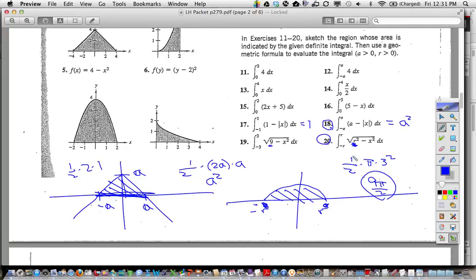Okay, this is just a circle radius r? Well, what's a circle radius r? It's 1/2, since it's half circle, pi r squared. I mean, that's it. That's just all there is to it.